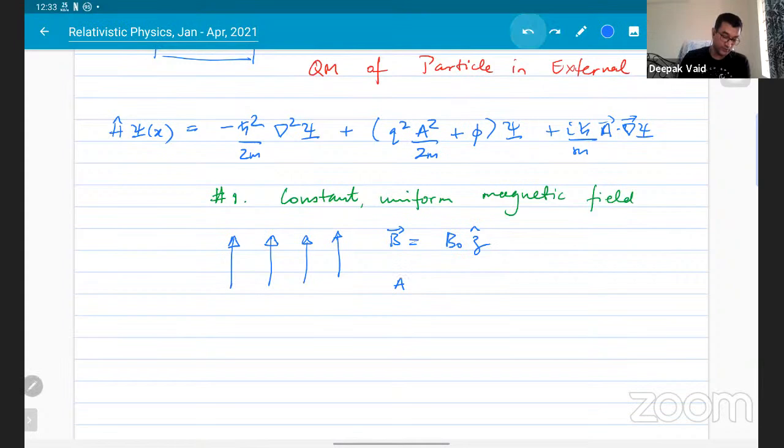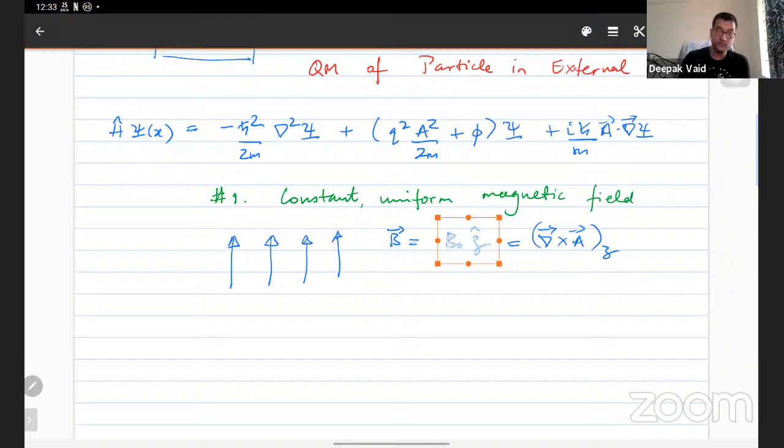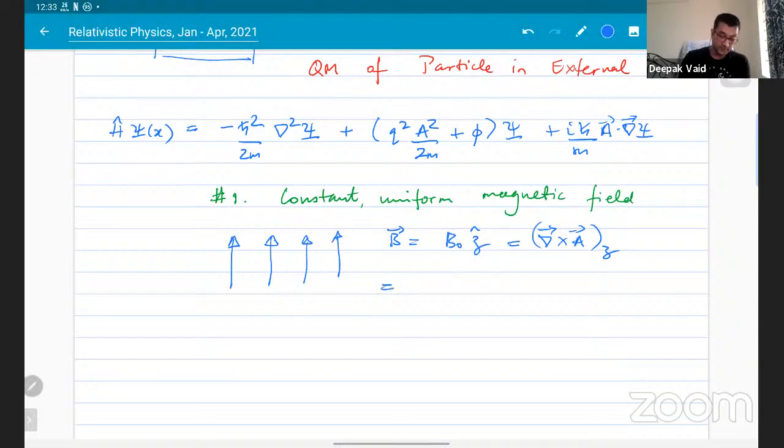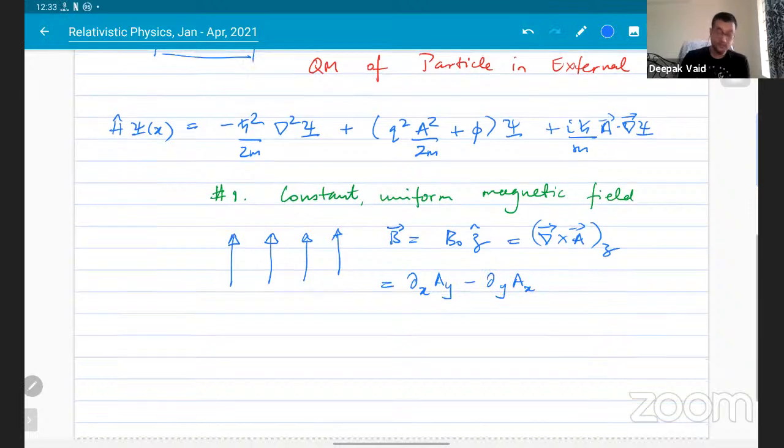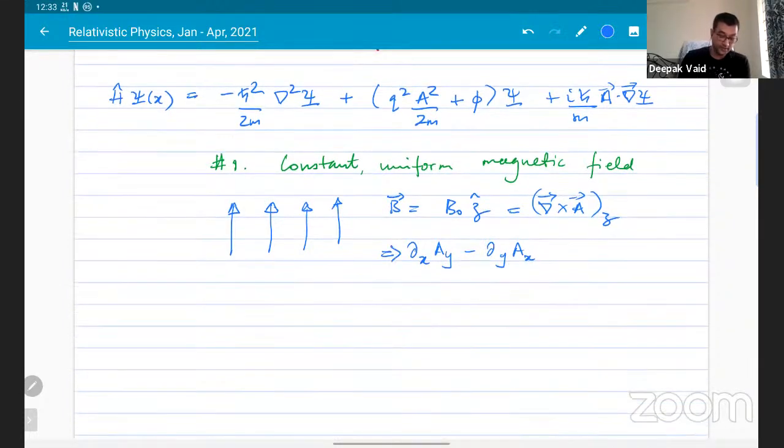So basically what you want is, so what is this? This is the z component of the curl of A, right? Because this is the z component, that's all that is. And so this is what? This is the z component: dx ay minus dy ax, right? And this has to be equal to b naught, right? So there are several ways to write this.